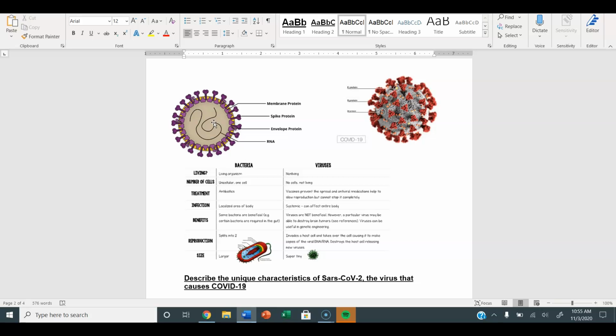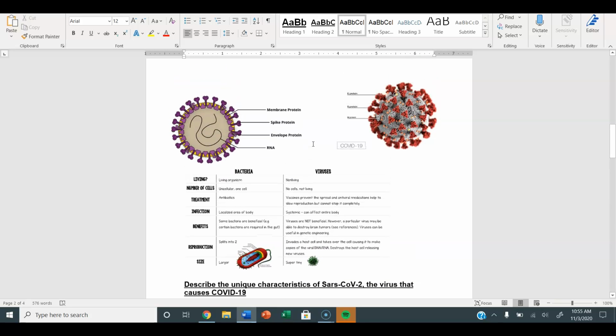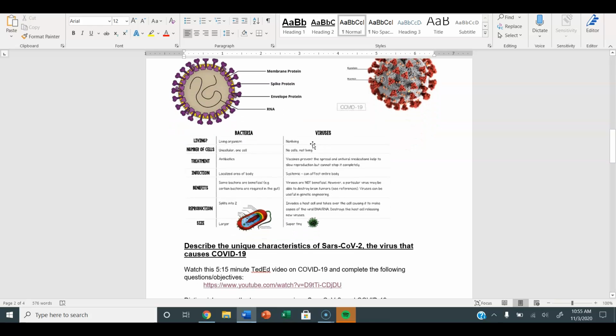The major things you want to remember about coronaviruses that distinguish them from viruses in general are that they have an envelope, they have RNA instead of DNA, and they've got a lot of spikes in that envelope. We're going to talk about a couple of those things as we progress through this unit.